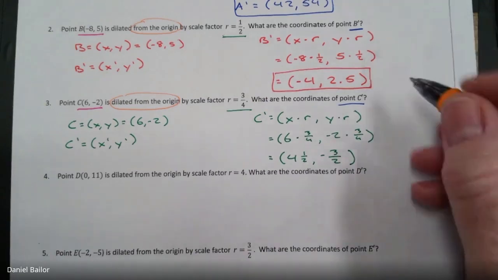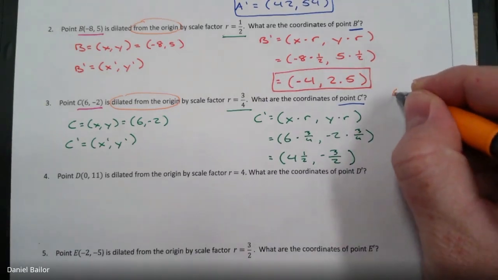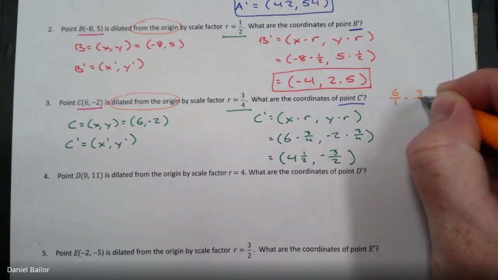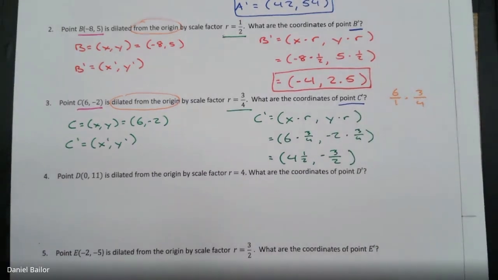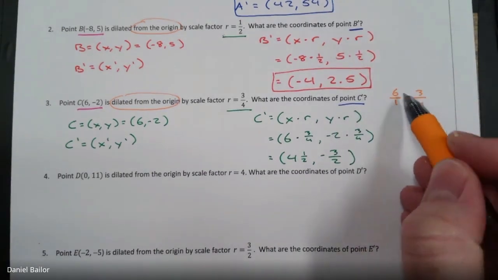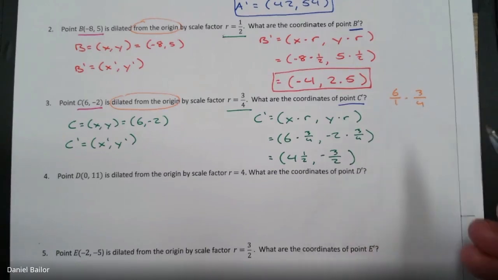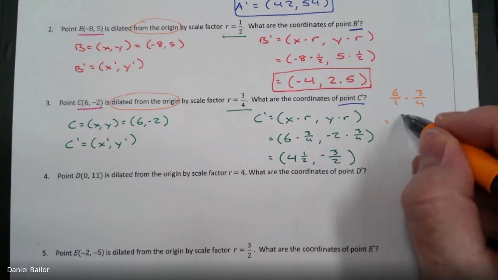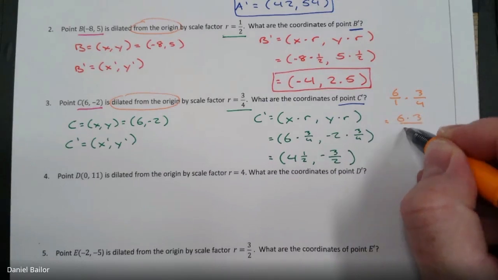6 times 3/4 has to be 6/1 times 3/4, because when we multiply fractions, we need fractions. So 6 needs to turn into a fraction, just put on top of 1. So I have 6 times 3 on top of 1 times 4.